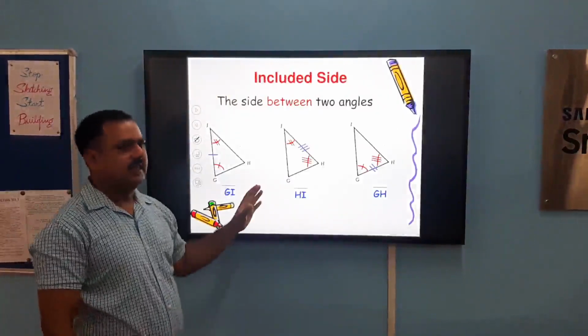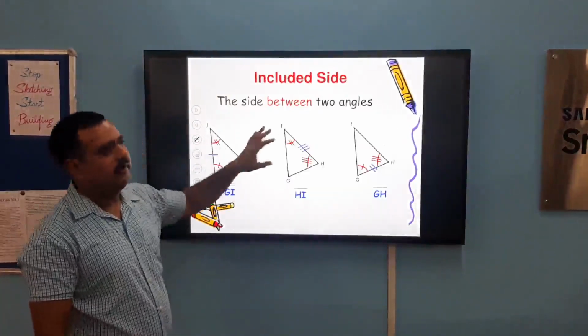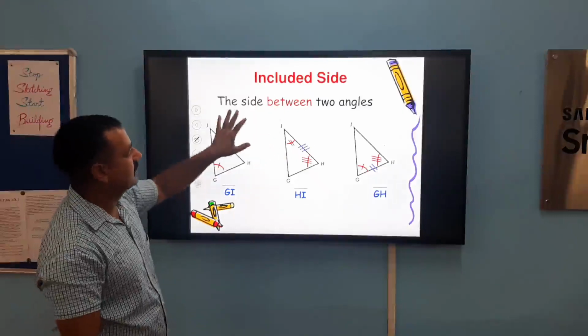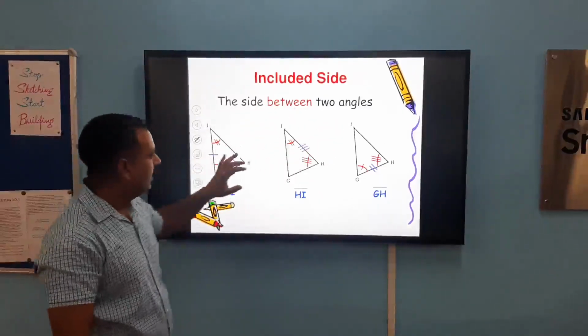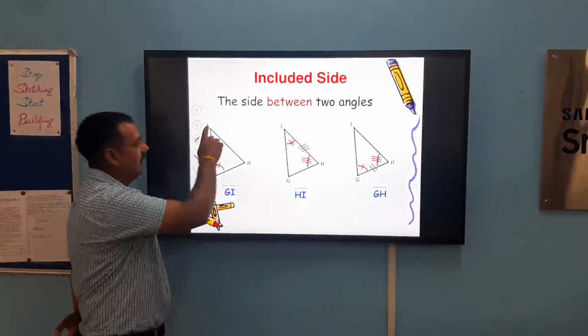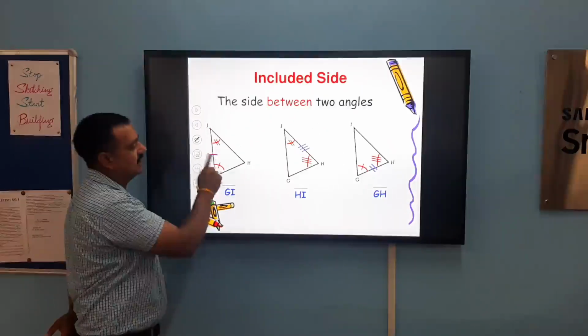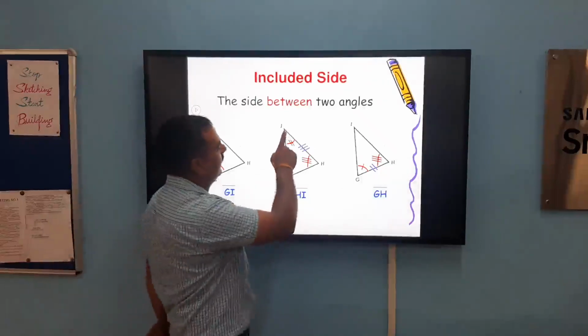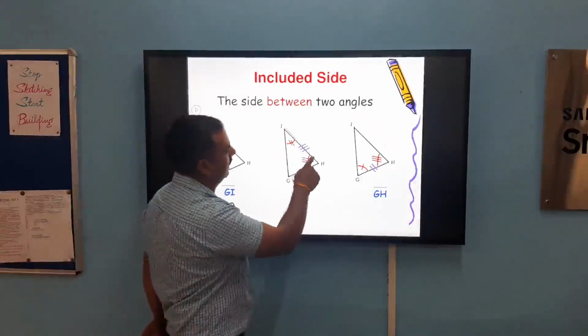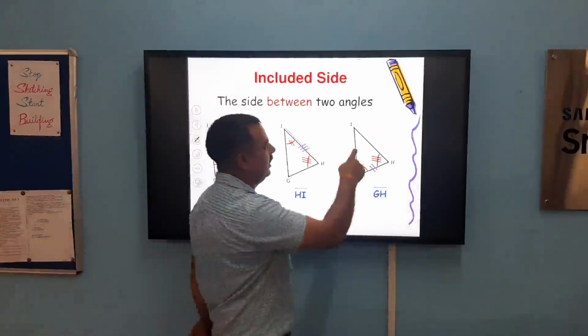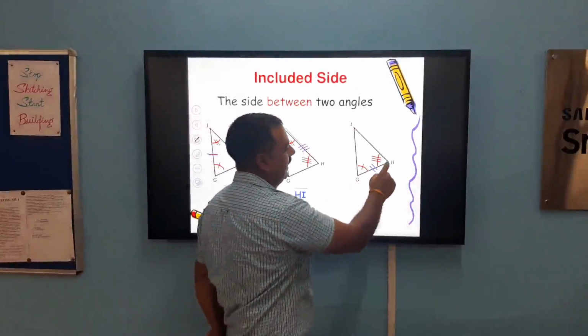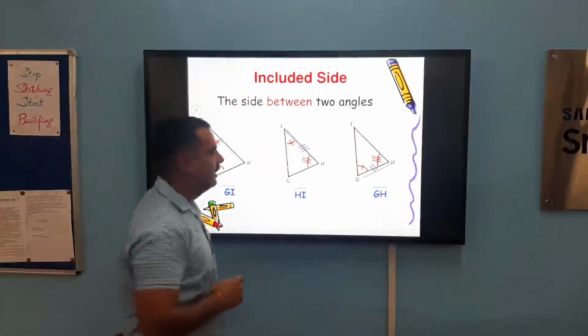Now, just like the concept of included angle, we have the concept of included side, the side between two angles. For example, if we take triangle IGH and take angles I and G, then the included side is IG. If we take angles I and H, then the included side is IH. If we take angles G and H, then the included side is GH.